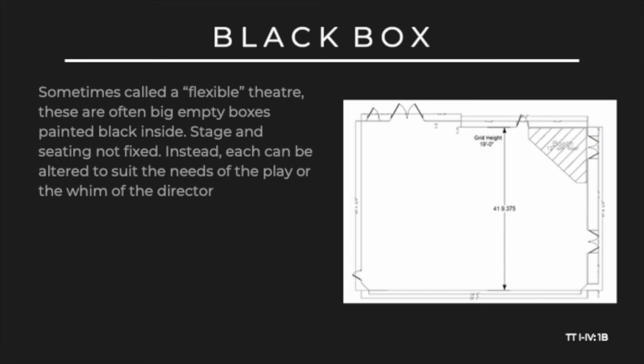Next is the black box theater, sometimes called a flexible theater. These are often big empty boxes painted black inside. The stage and seating are not fixed, but can be altered to suit the needs of each play or at the whim of the director.